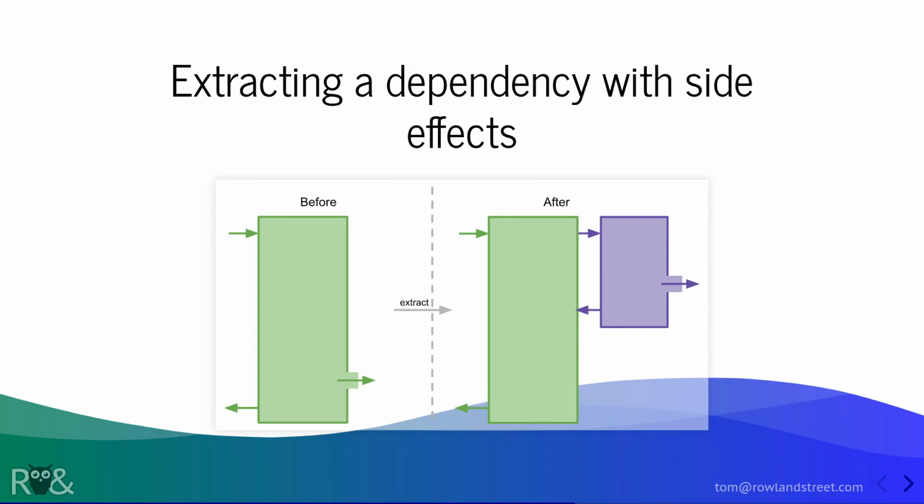But that little bit of code that interacts with the outside world will have been extracted into a dependency. You can see the leaky arrows now in the dependency. And then I'll show you how easy it is, once that's in place, to just swap that out in the test for something else.